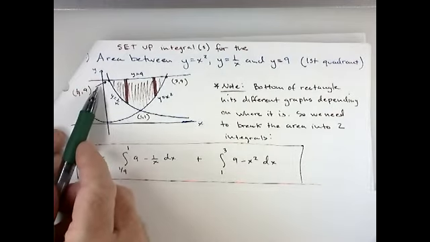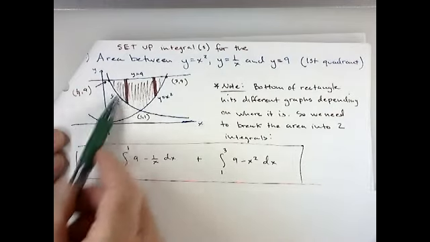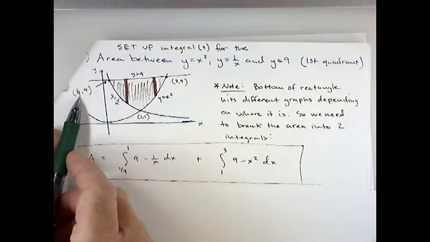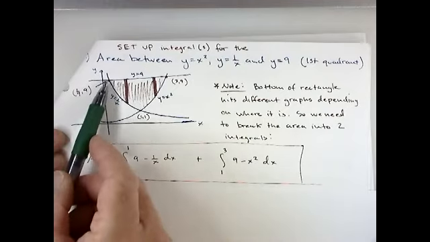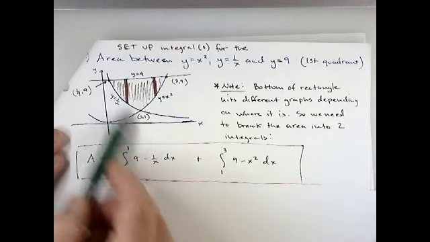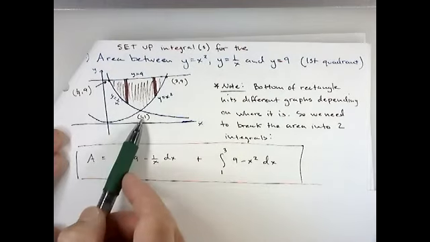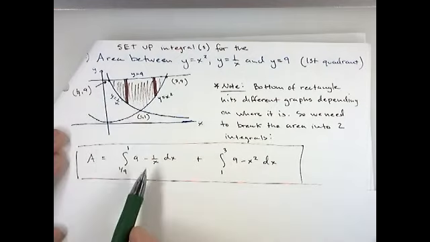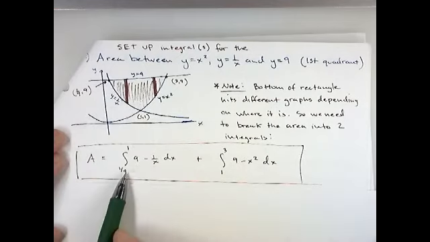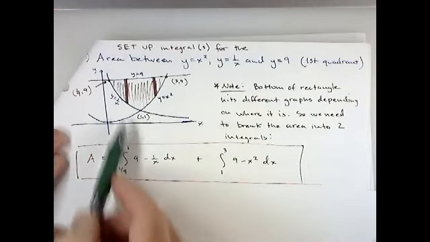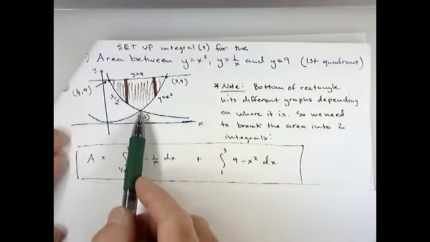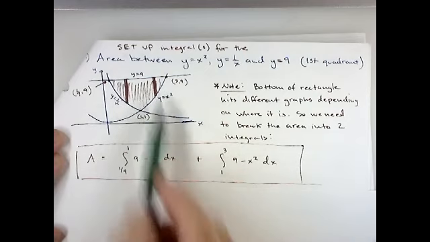I found these points of intersection by setting these equations equal to each other. So this point right here, the x value is 1/9. And so I went from 1/9 to 1, which is where the parabola and 1 over x intersect. The top function is y equals 9. The bottom function is 1 over x. So I can integrate from 1/9 to 1. That'll give me the left half of this region. And then I can go from 1 to 3 on the right half.